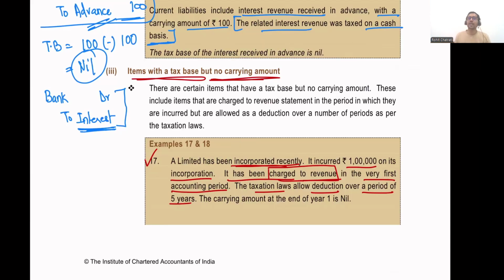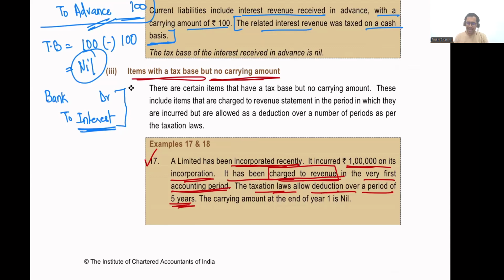Let's now look at example number 17. This was an example that we already did using the logical approach, but let's now apply the rule-based approach. A Limited has been incorporated recently and it incurred 1 lakh rupees on its incorporation. This amount has been charged to revenue in the very first accounting period. So I already expensed this entire amount of 1 lakh rupees right in the first year itself. The tax laws allow a deduction over a period of 5 years.